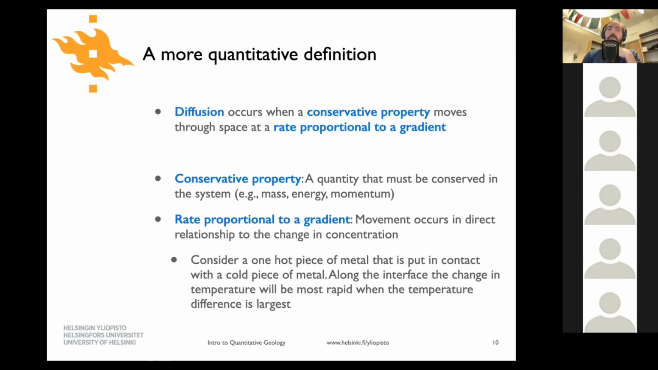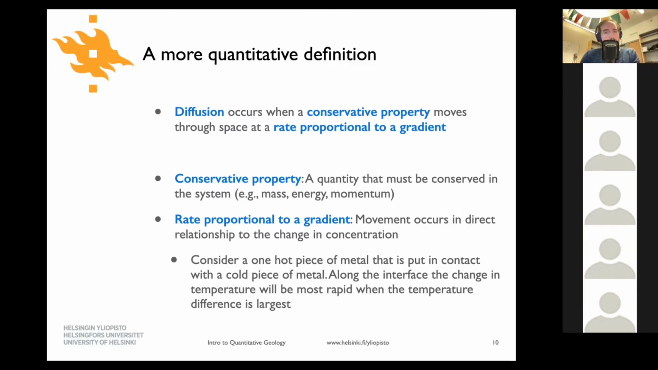We can make this a little bit more quantitative, and the way we would do this is to add more precise terminology. Another definition we could give would be that diffusion occurs when a conservative property moves through space at a rate proportional to a gradient. Some of these words might sound familiar, but if I read this sentence as presented, I might not fully understand what it is talking about.